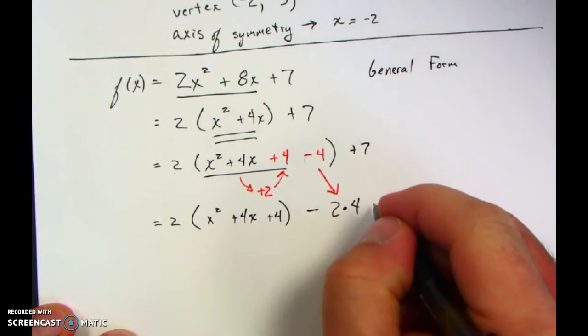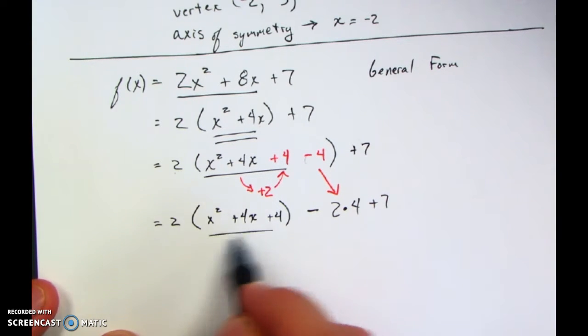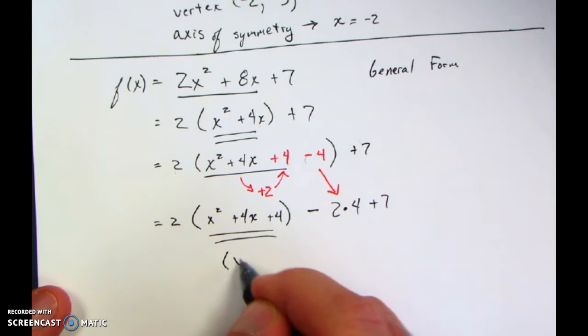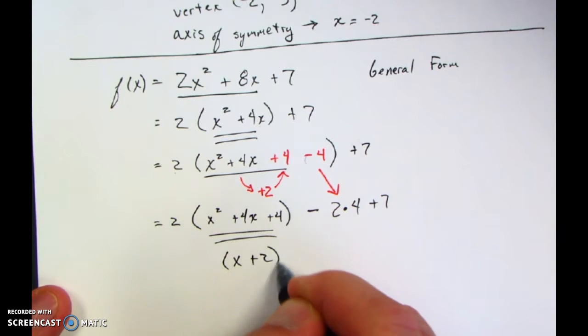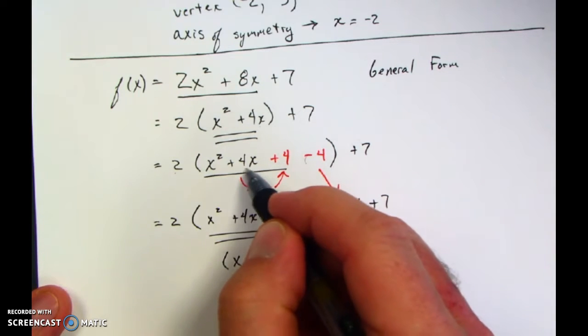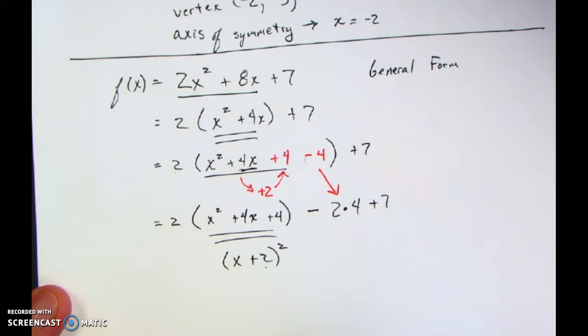So now we have, and we still have the plus 7. Now again, that is the whole complete the square piece. I can factor that. That is our x plus 2 squared. That number, again, comes from that same piece where we took the middle number and divided it by 2. We know that's what's going to be going there.